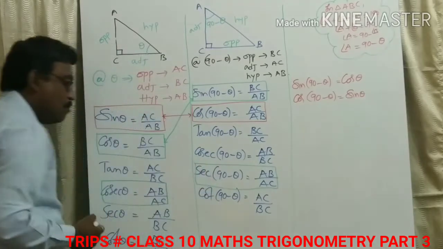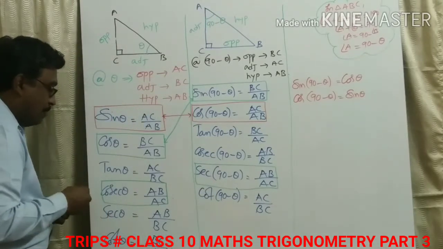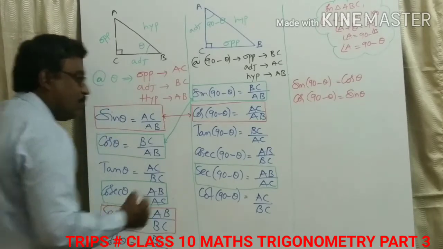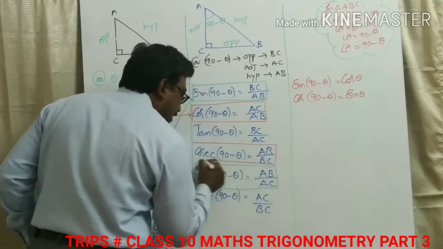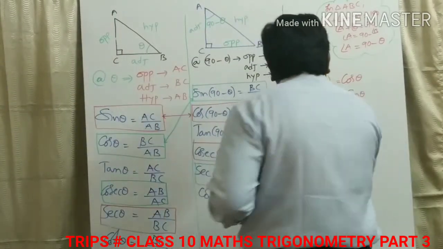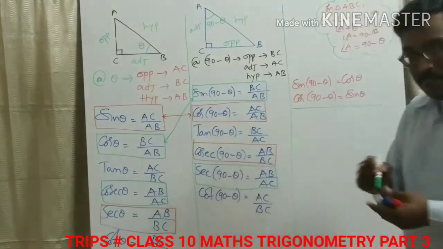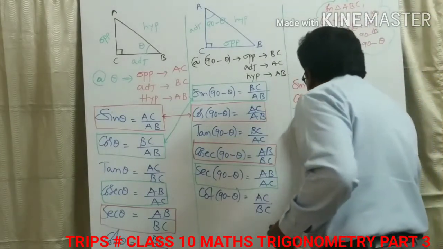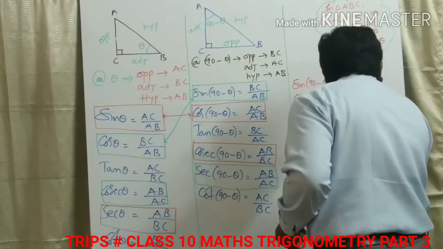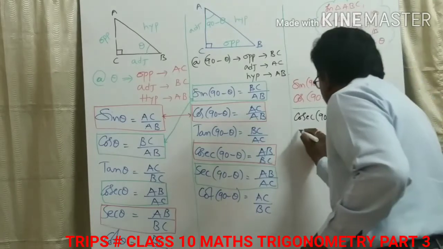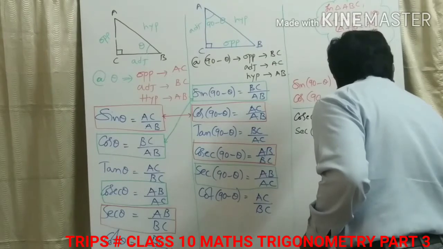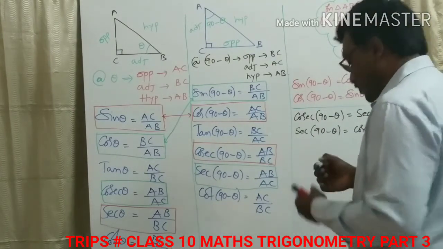theta). Both are equal. At the same time, secant theta is equal to cosecant(90 minus theta). Both are equal. Okay, so now the second set I am writing: cosecant(90 minus theta) is equal to secant theta. Secant(90 minus theta) is equal to cosecant theta.